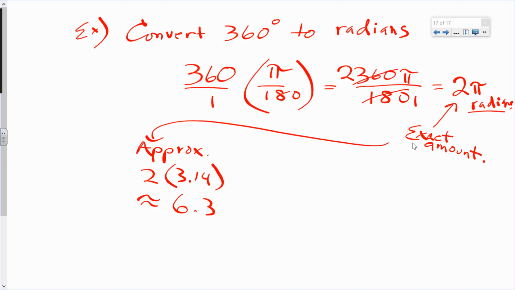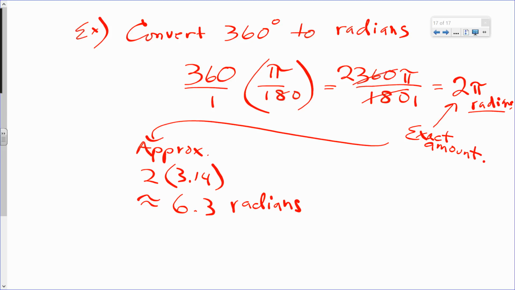Approximately, because 3.14 is just an approximation of pi. If you actually hit pi on a calculator, it's actually infinitesimal. 3.14 is only approximated to the nearest hundredth. So 6.3 radians is 360 degrees.